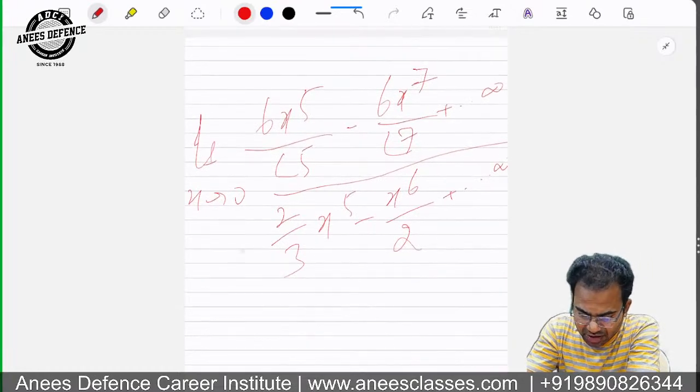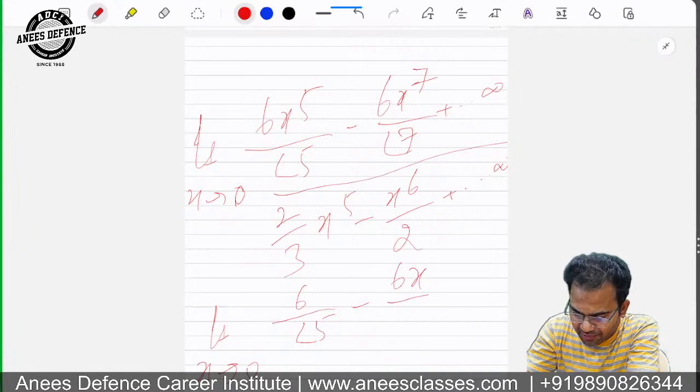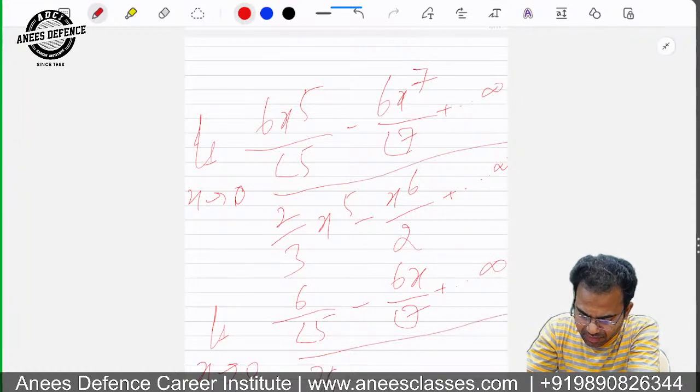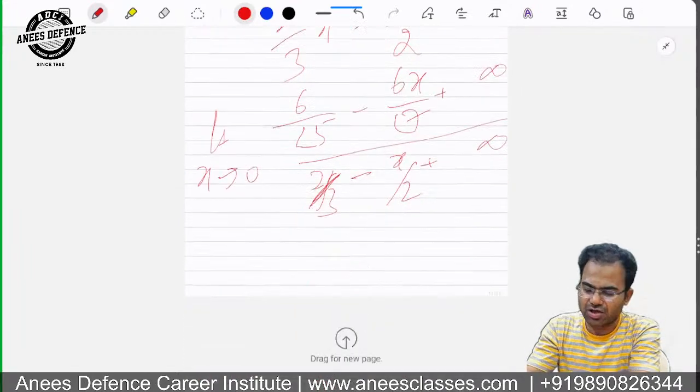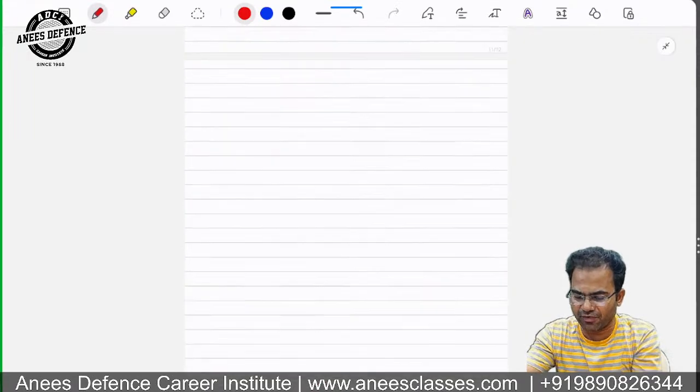I will cancel x to the 5 from numerator and denominator. So 6 upon factorial 5 minus 6x upon factorial 7 dot dot up to infinity, whole divided by 2 by 3 minus x upon 2 plus dot dot up to infinity. Now the 0 by 0 form has been removed.